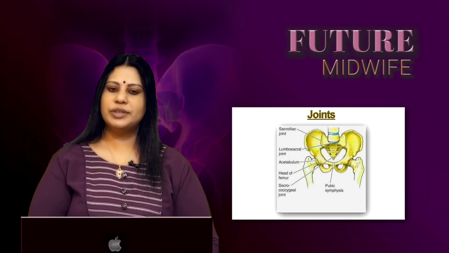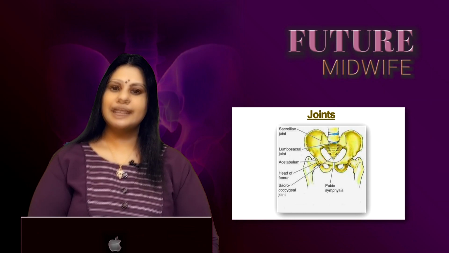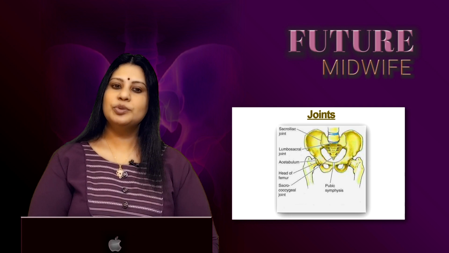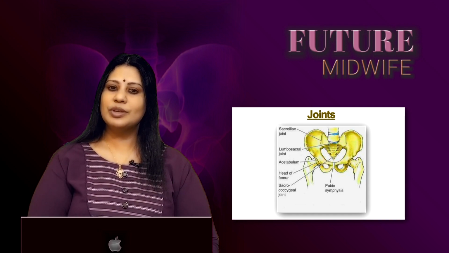Here I discuss the joints of the female pelvis. There are 4 joints of the female pelvis. First one is symphysis pubis. Second one is the 2 sacroiliac joints. Third one is the sacrococcygeal joint. The symphysis pubis joins the 2 pubic bones. The sacroiliac joint is the strongest joint in the body, which joins the sacrum and ilium. The last one is the sacrococcygeal joint between the sacrum and coccyx.